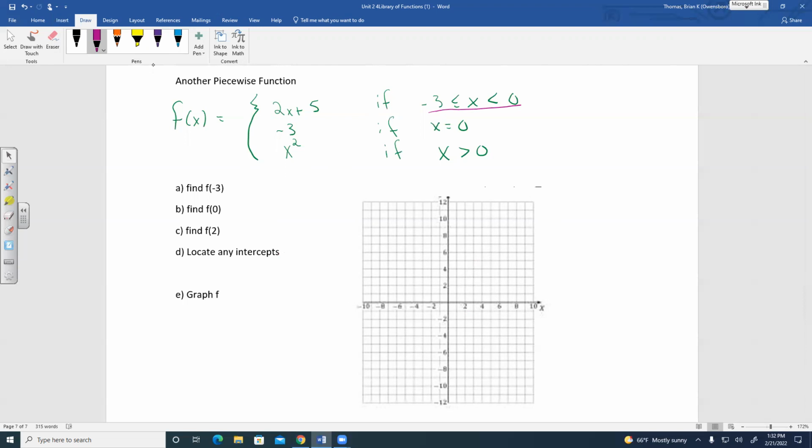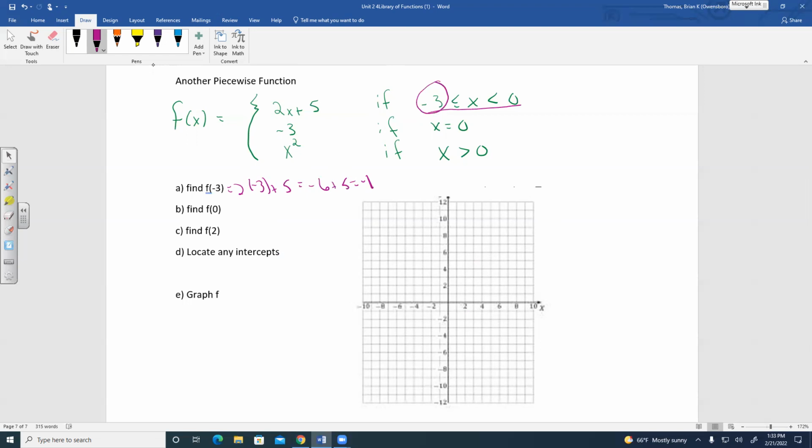So the question says find f of -3. Notice that -3 is part of this first function. So I'm using the 2x plus 5 one. So that's going to be 2 times -3 plus this 5 to evaluate it. That's going to be -6 plus 5, which would end up being a -1. So the answer there would be a -1.